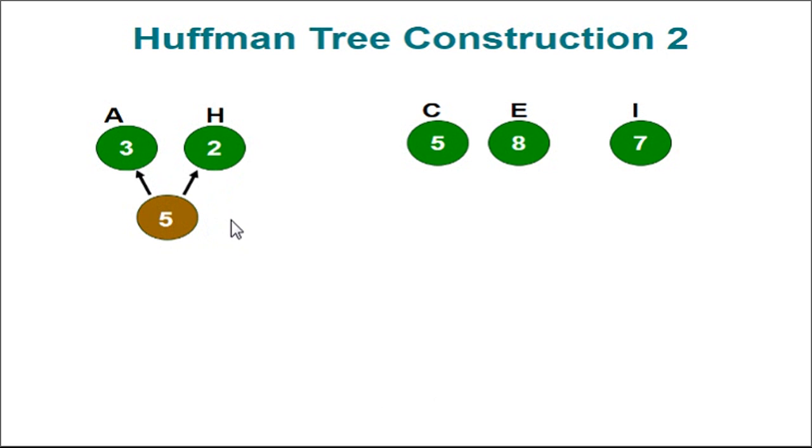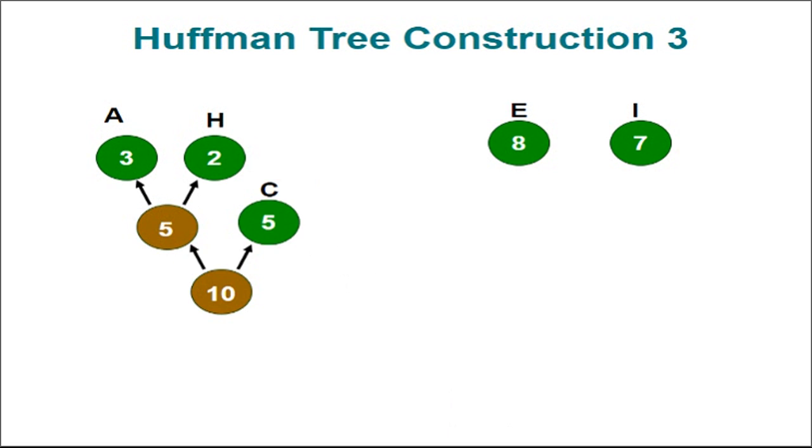Next we can consider the new leaf here, and we find that the leaf C has the same frequency as this new node. So let us again merge them to get a new node having the sum of the frequencies of leaf C and the new node. So that is the frequency 10. This new node now has the frequency of 10.